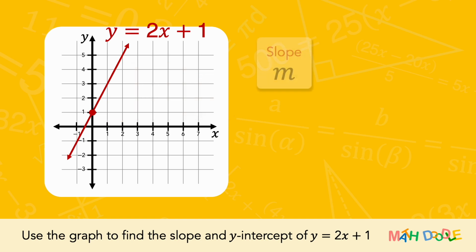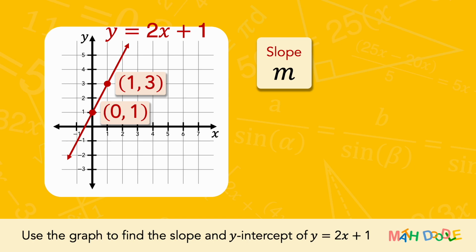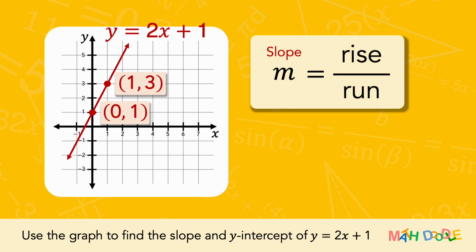Next, let's find the slope. To find the slope of a line, we are going to choose 2 points on the line. For this line, let's use the points (0, 1) and (1, 3). Since the slope of a line is expressed as the ratio of the rise to the run, let's find the rise and run of the line.